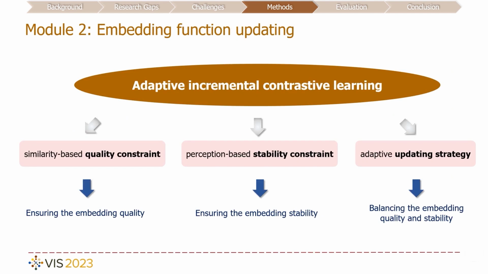Within the embedding function updating module, our primary concerns are updating speed, quality, and stability. To address these aspects, we introduced an adaptive incremental learning method for updating CDR's embedding function. This method aims to strike a balance between the embedding quality and stability over time. It comprises a similarity-based quality constraint, a perception-based stability constraint, and an adaptive updating strategy.